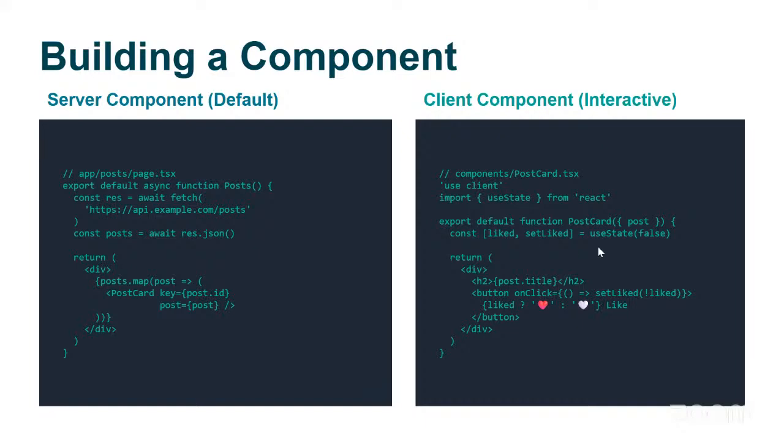Here we can use state and other hooks, and we use interactivity like on click and event listeners. So on click it will change the icon here. For server components, we are just fetching the data and returning it. No user interactivity, no hooks, and we don't have to mention use client at the top.